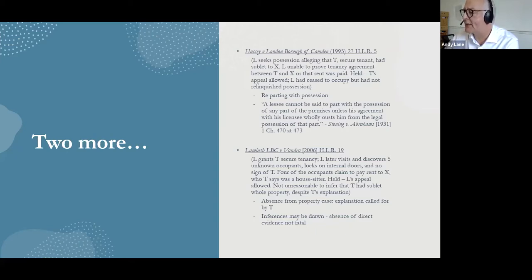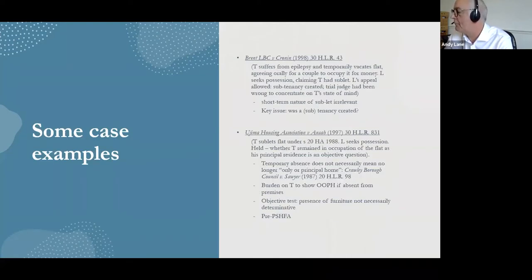The Ujima case is interesting because what it shows is that if you are remaining in the property as your principal home in any sense, then of course you can only have subletting of part at best, and it may be you even have a lodger arrangement in those circumstances. It's a difficult one, and I've cited in that slide, you can see Crawley and Sawyer. Sorry, it's the previous slide actually, Raj, sorry about that.